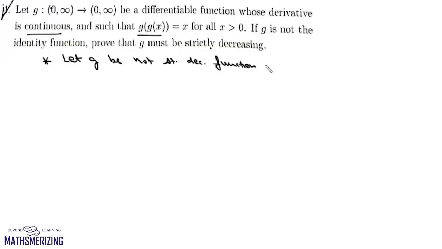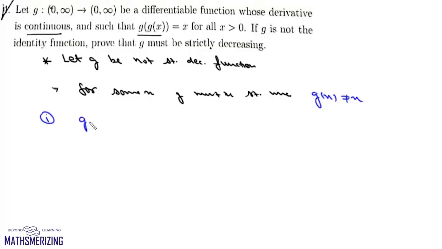So if it is not strictly decreasing and if it is not an identity function, that means for some x, g must be strictly increasing. Now for such points, if g is increasing, g(x) is unequal to x, then either g(x) is greater than x or g(x) is less than x.